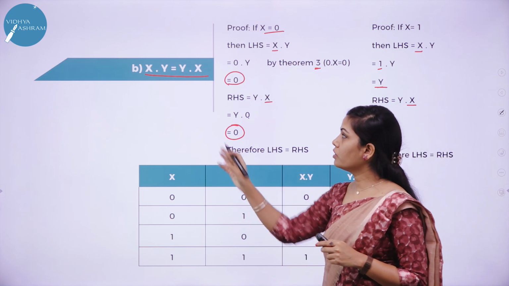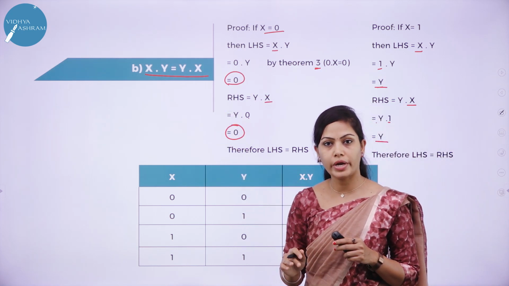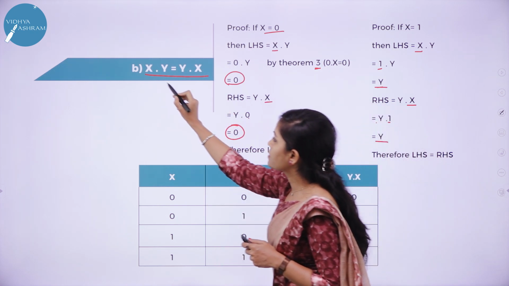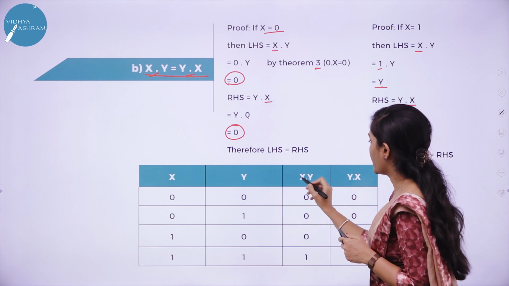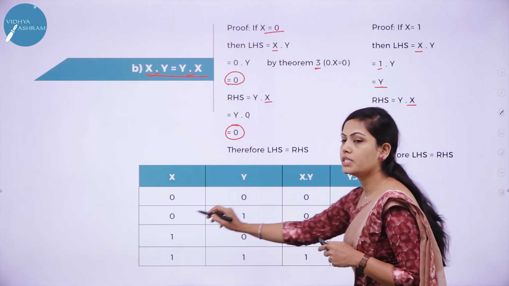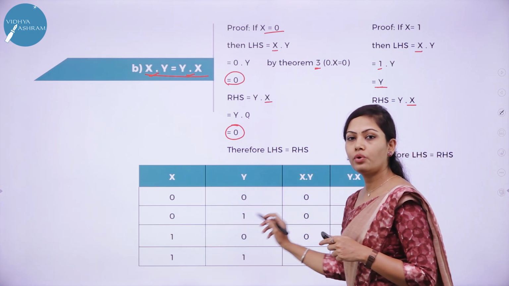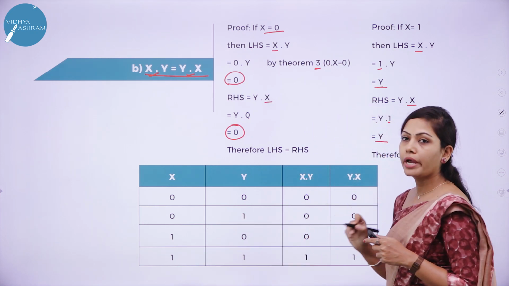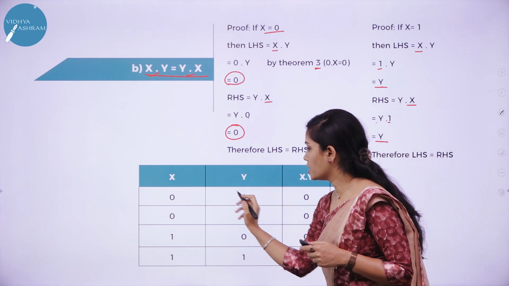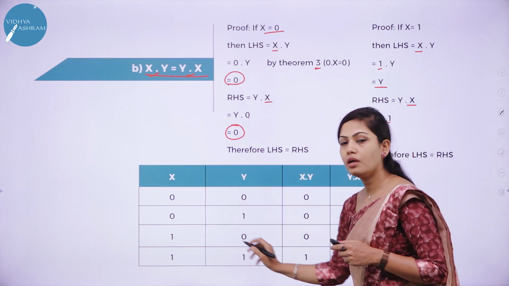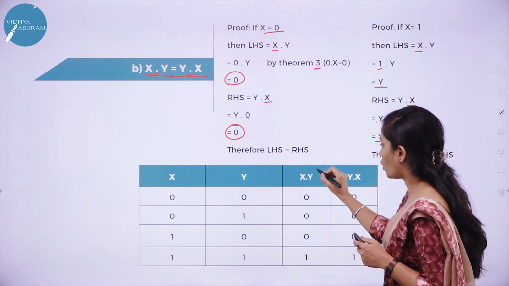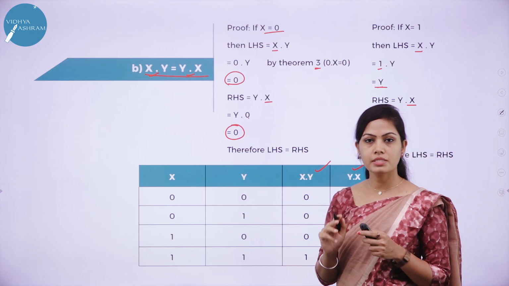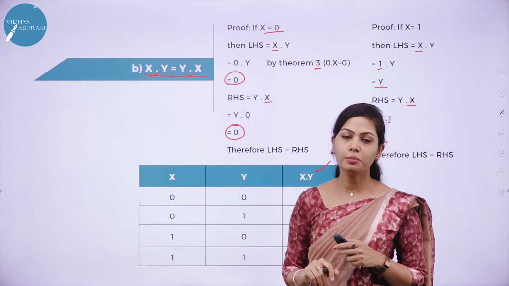Next, the truth table for this theorem x dot y is equal to y dot x. First, write all the truth values of x and y and find x dot y and y dot x. X dot y: 0 into 0 is 0, 0 into 1 is 0, 1 into 0 is equal to 0 and 1 into 1 is equal to 1. And also find out y dot x: 0 into 0, 1 into 0, 0 into 1, 1 into 1. You can observe this, column x dot y and column y dot x both are identical, hence it is proved. This is called commutative law.